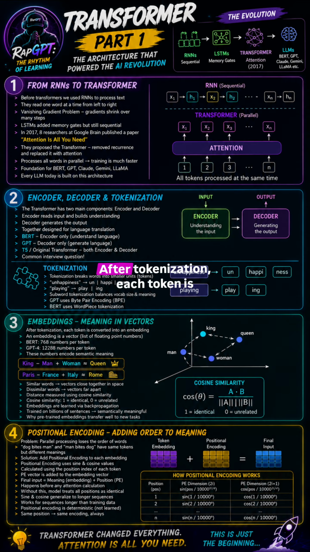After tokenization, each token is converted into an embedding. An embedding is a vector, which is a list of floating point numbers. A vector with 768 numbers represents 1 token in BERT. A vector with 12,288 numbers represents 1 token in GPT-4. These numbers encode semantic meaning, not random values.